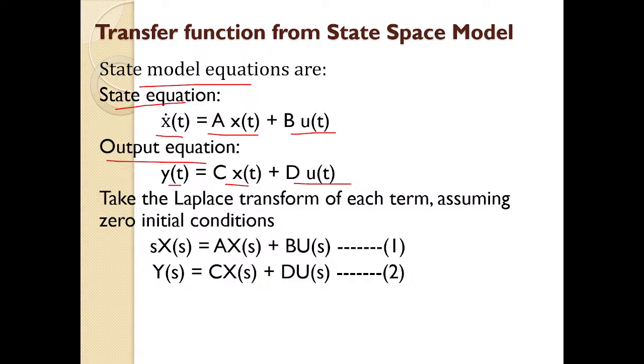Now take the Laplace transform of each term assuming 0 initial conditions. What is x dot of t? It becomes sX of s. A is constant, x of t becomes X of s. B is constant, u of t becomes U of s. y of t becomes Y of s, and C is constant, x of t becomes X of s, u of t becomes U of s. Just write it down.